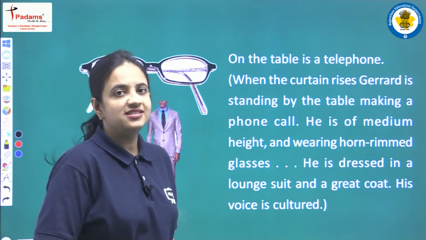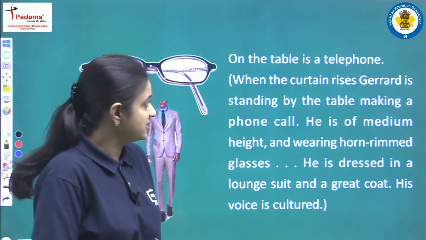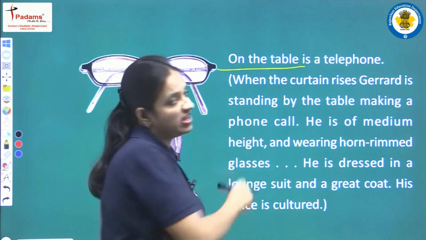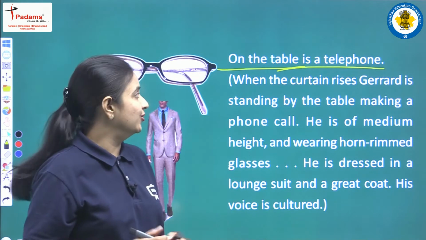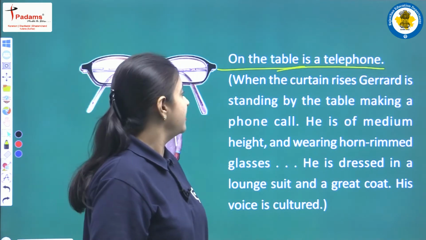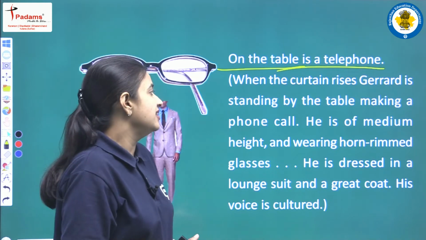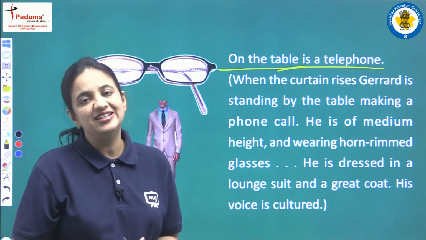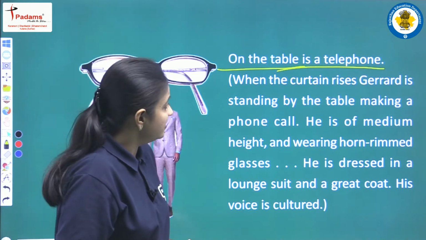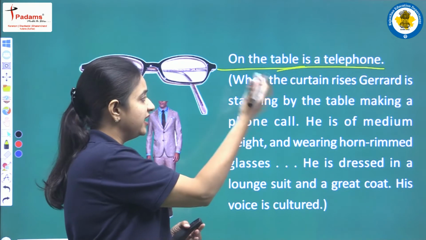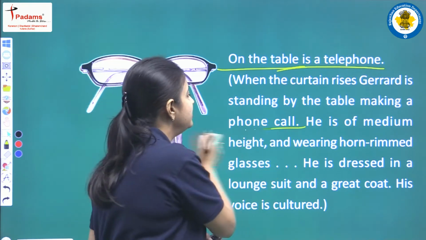On the table is a telephone. So one more thing we can see on the stage, one table is there as we have read earlier. On that table there is one telephone. When the curtain rises, Gerald is standing by the table making a phone call, and when finally the play starts, on the stage we can see Gerald is there. So Gerald is standing by the table, and he is making one telephone call.